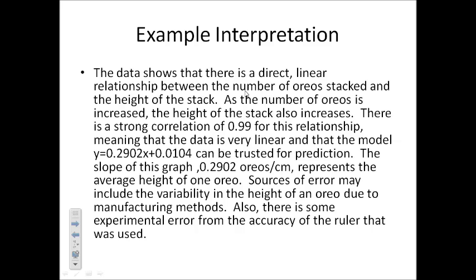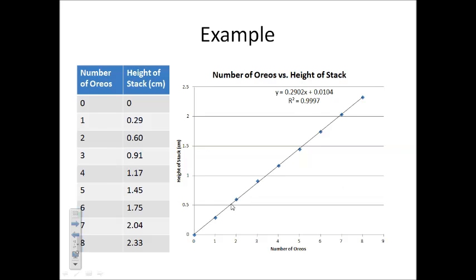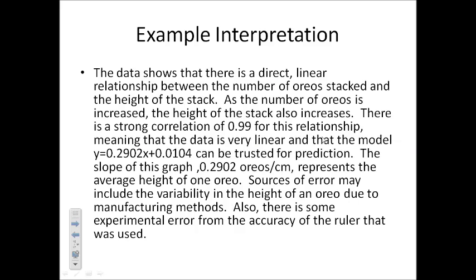That's the relationship. So the next thing I do is I want to talk about that relationship. And if I have a positive correlation, that means that when the number of Oreos is increased, the height of the stack also increases. So that's my description of how those apply to my physical phenomena. All right. There's a strong correlation of 0.99 for this relationship. All right. So we're saying something about the strength of that data and the strength of that fit, meaning that the data is very linear and that this model can be trusted for prediction. That means we can use it to interpolate or extrapolate.